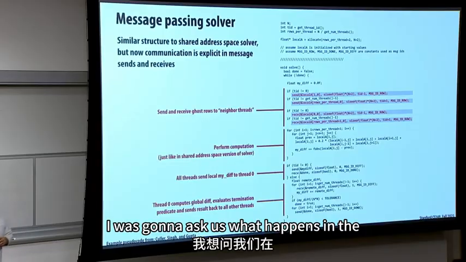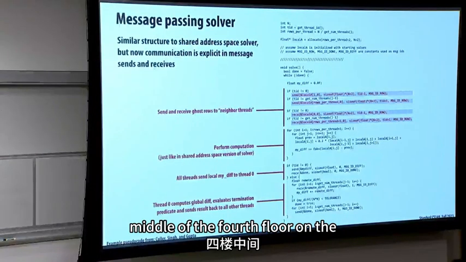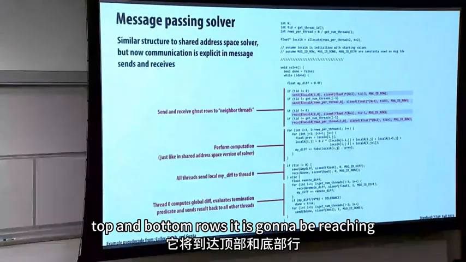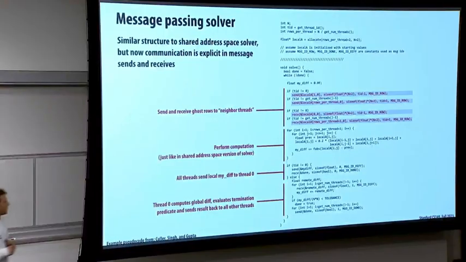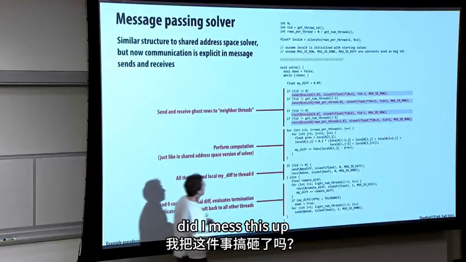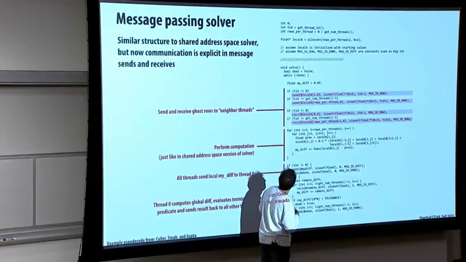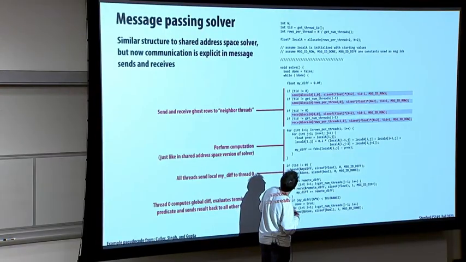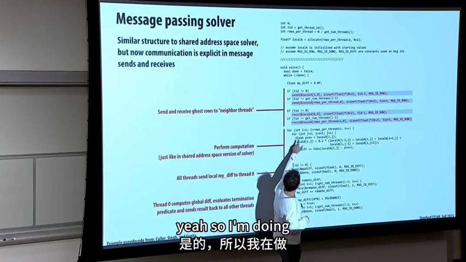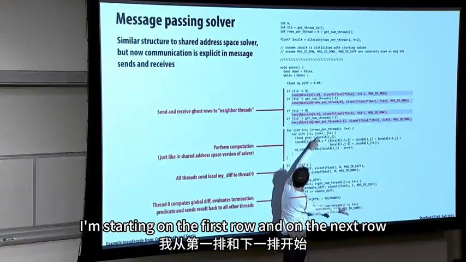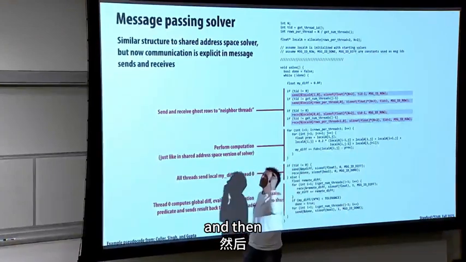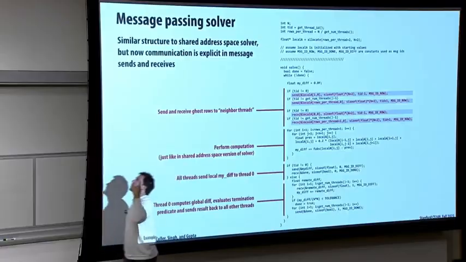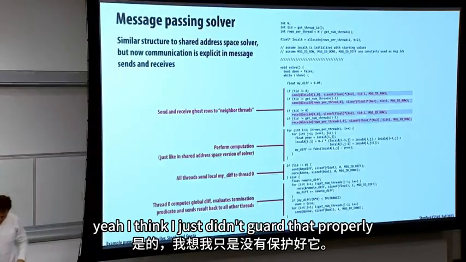I was going to ask what happens in that middle, top and bottom rows, it is going to be reaching into that unallocated. Did I mess this up? So I'm going from rows per thread. It starts at I=1, I-1 would be 0, the 0th row. Yeah, so I'm starting on the first row and on the next row, and then, yeah, I think I just didn't guard that properly.